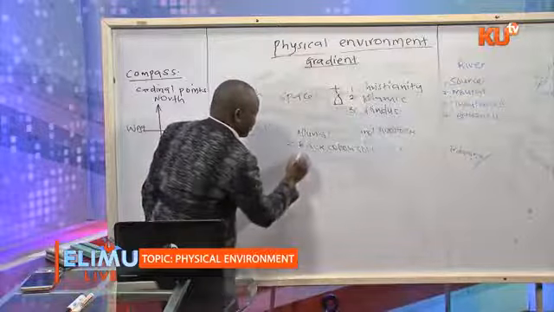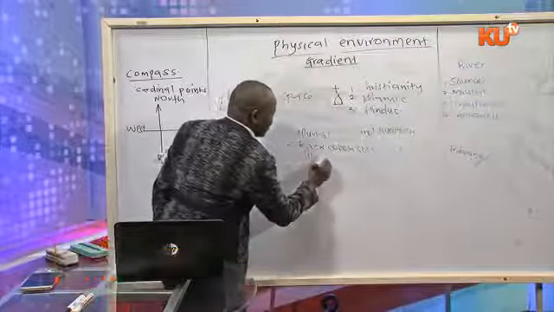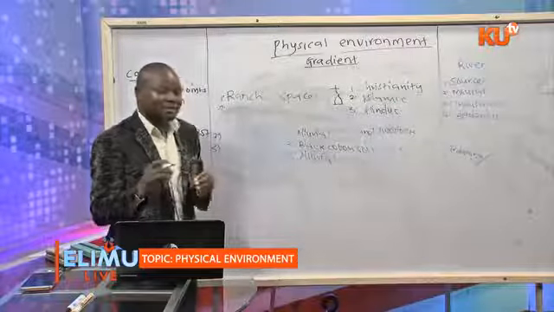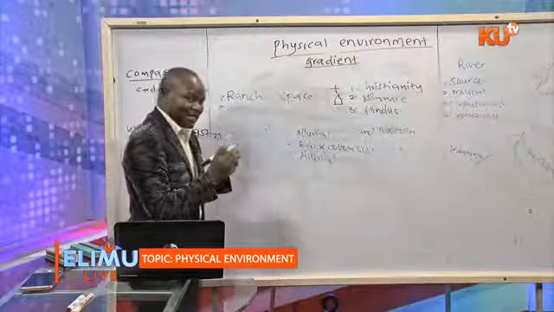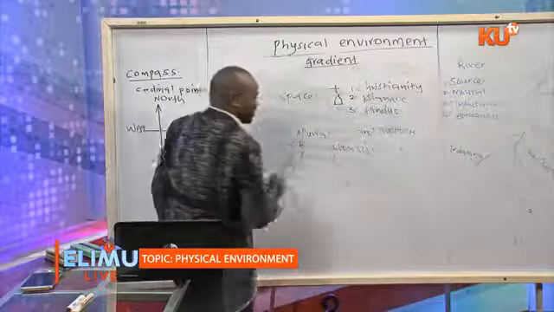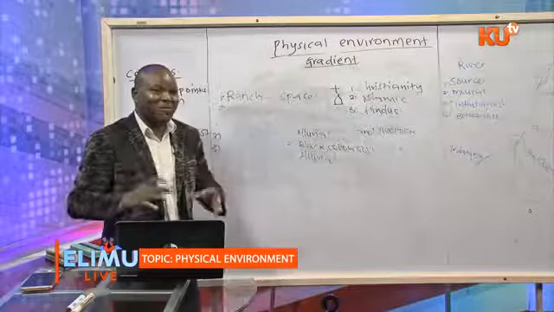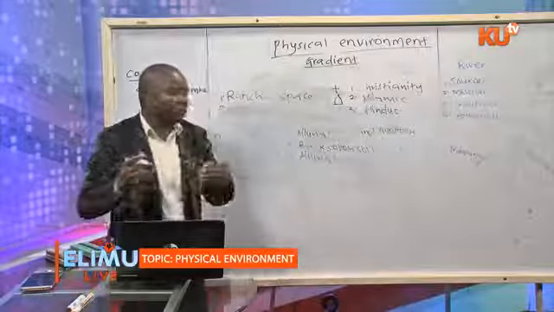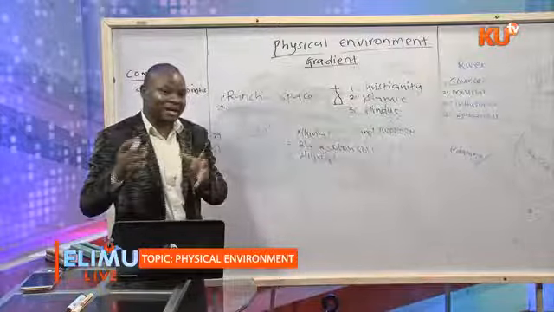Then number three, we have alluvial. It is found along the river banks or river valleys, in the flood plain. This is the type of soil that is found in the flood plain. When a place is a plain, which type of soil is this? Which type of crop? Cotton. Alluvial: tea, coffee, and pyrethrum.